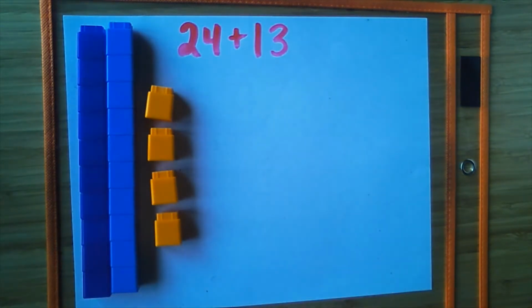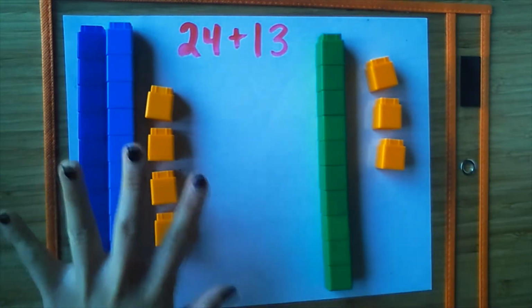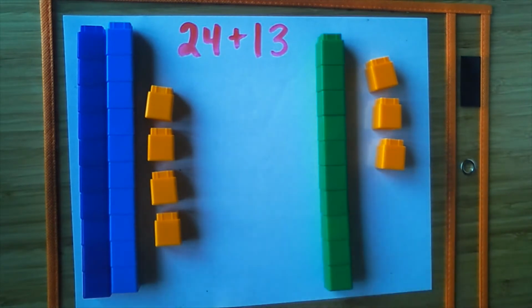Okay, and now we're going to show 13 with our cubes. Alright, so we have 24 plus 13. Now, we're going to combine our cubes to show the easiest way to find the total. How do you think we should add 24 and 13? Go ahead and pause here and talk to your friend or family member about how you would do it, and then we'll talk about it as a class together.